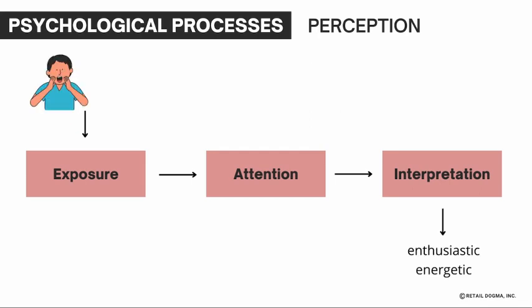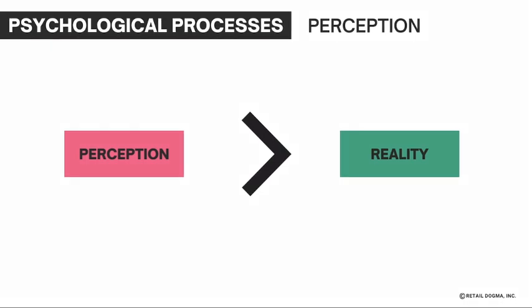For example, someone might perceive a loud-talking salesperson as enthusiastic and energetic, while someone else sees him as aggressive and disrespectful. Based on their different perceptions, they are going to respond differently. So as you can see, they are both exposed to the same reality, but have different perceptions. That's why in marketing, perception is more important than reality, because perceptions are what drive consumer behavior.